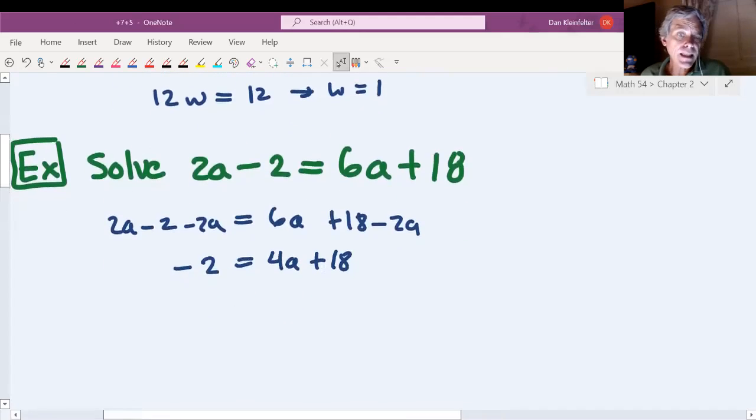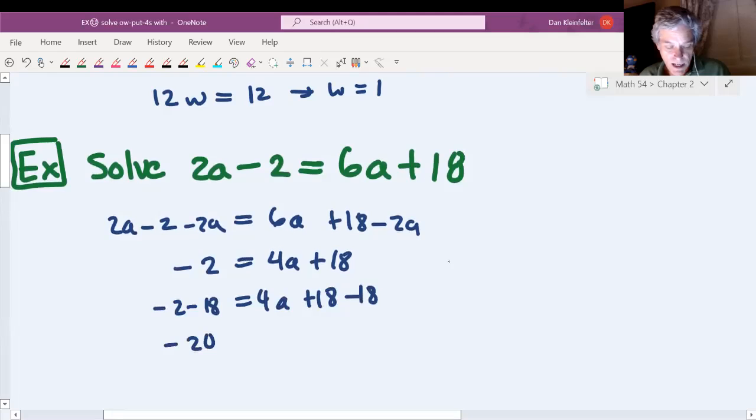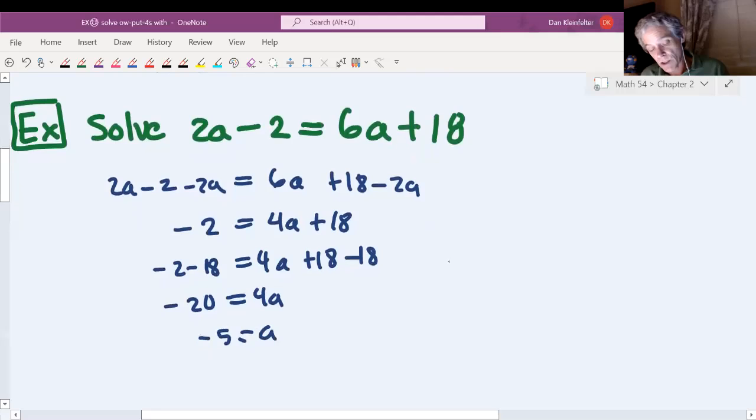Okay. And then now that I've decided the variable should be on the right this time, I don't want the negative 18 there any longer. So we're going to subtract 18 from both sides. So we'll have negative 20 is equal to 4a. And then dividing through by the 4, we'll get negative 5 for our a. So our solution here is just negative 5. Okay, and that will do it.